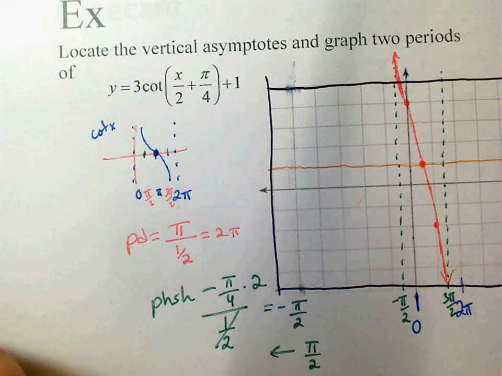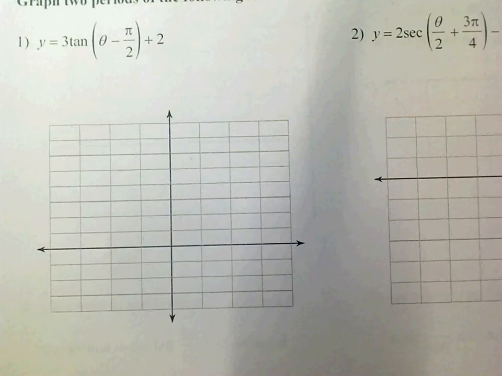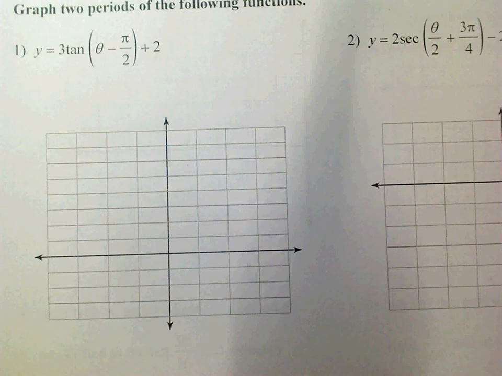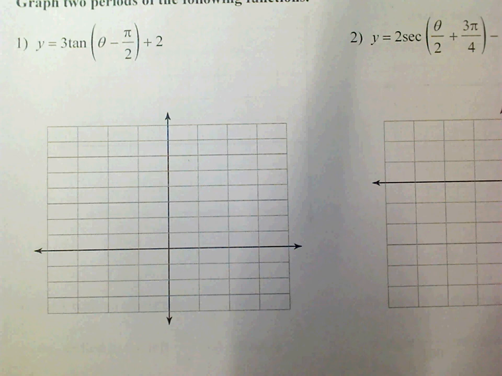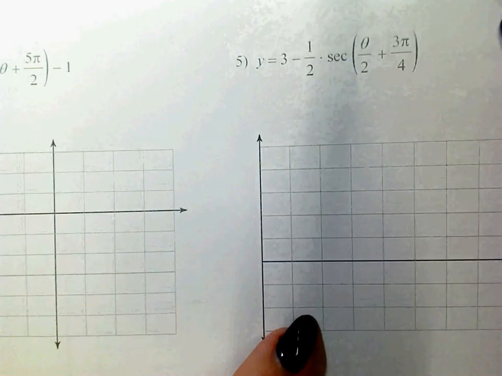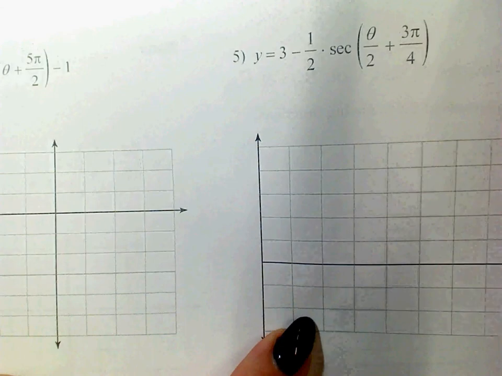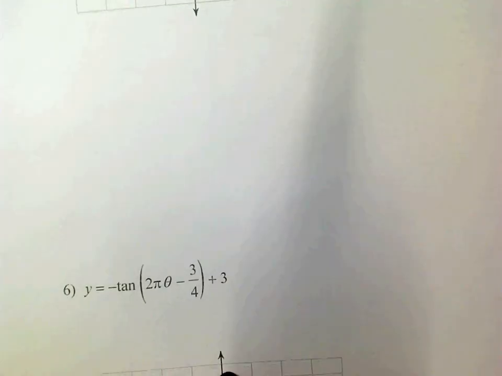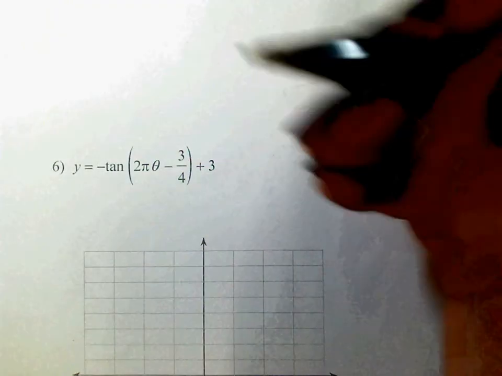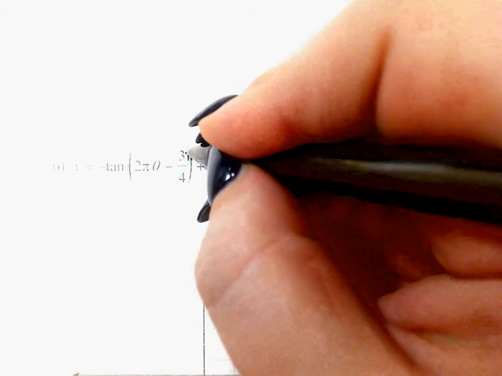Can I graph number 1? Yes. Can you graph number 2? Yes. Can you graph number 3? Yes. Can you graph number 4? No, you cannot. Can you graph number 5? No, not right now because I haven't talked to you about it. Can you graph number 6? Only if you make this change. Are you listening to me? That needs to be a pi. Okay, so far you can graph 1, 2, and 6, yeah?